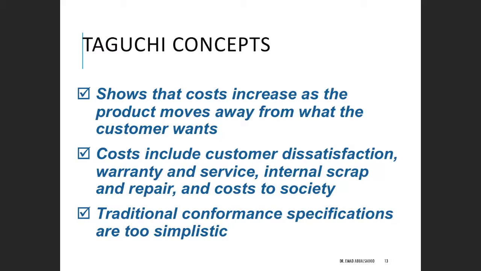It shows that the cost increases as the product moves away from what the customer wants. So people think that increasing the quality always means increasing the cost. Actually, if you are moving away from the customer requirements, you are increasing the cost because you will spend too much on inventory, on reworking, on maintenance, on services, and so on. Always focus on the customer requirement and utilize your process to meet it with the minimum cost. Cost includes customer dissatisfaction, and that's why it can increase if you are away from the customer requirements.